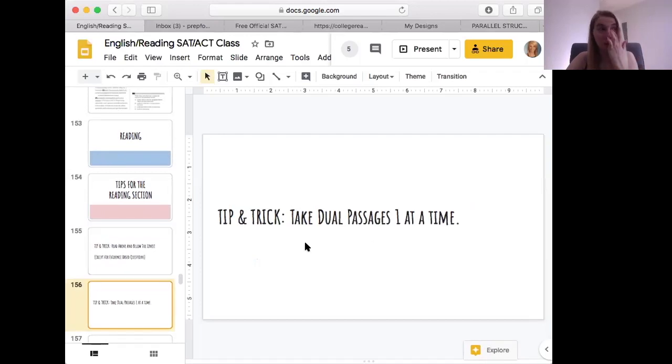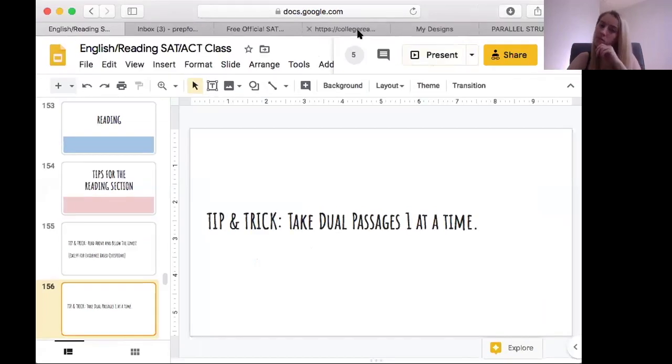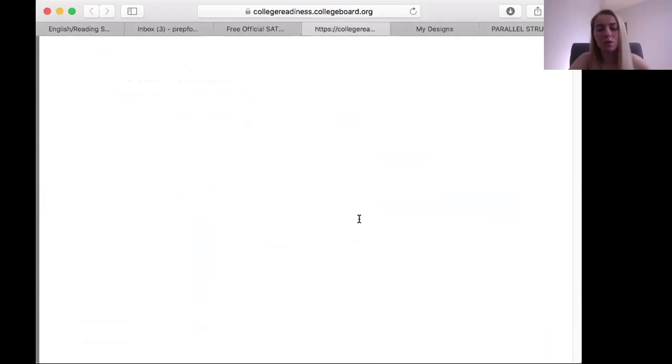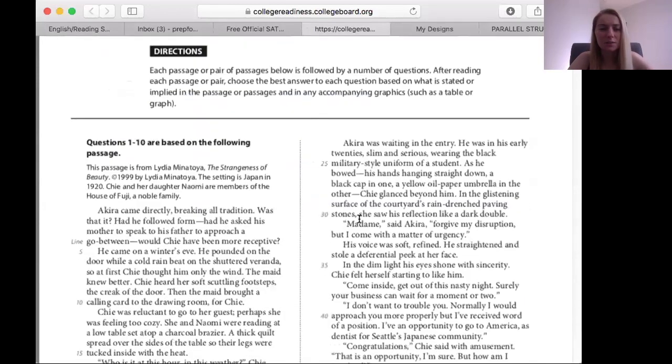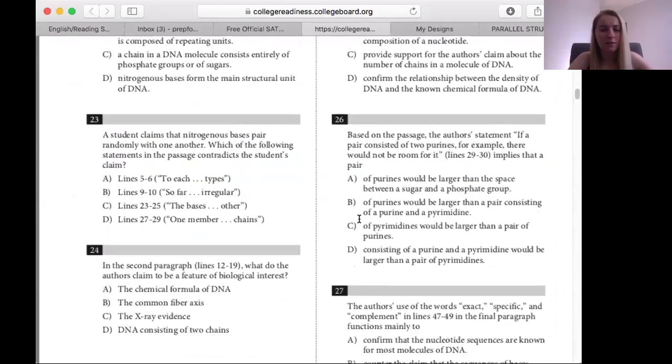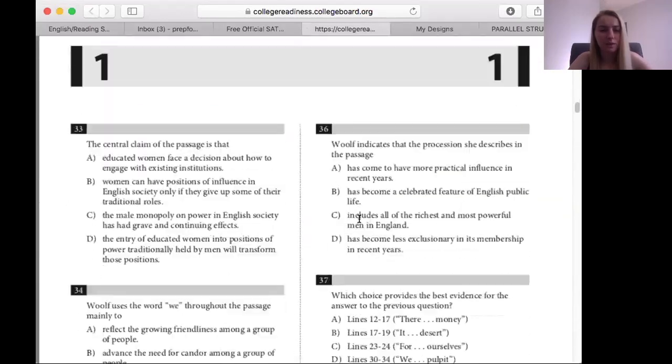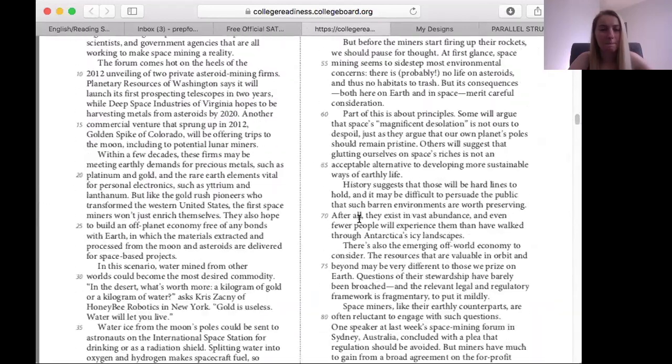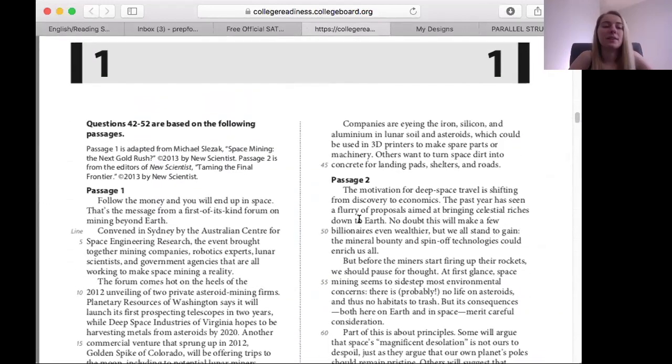Now, after that, we have something called dual passages. It's when you have two passages, essentially almost in one passage, and that you need to take them one at a time. So what I mean by that is, let's take a look at what a dual passage even looks like. I'm going to take practice test one, for example. Maybe you guys have done this, maybe you guys haven't. And let's see if they have a dual passage. I think they might. Last passage. Perfect. So it's going to look something like this.